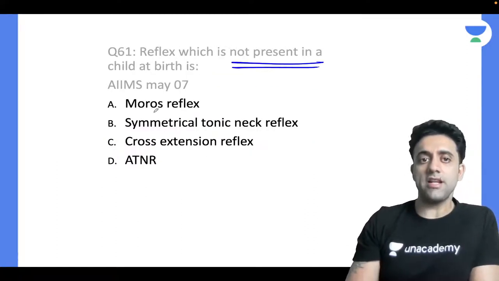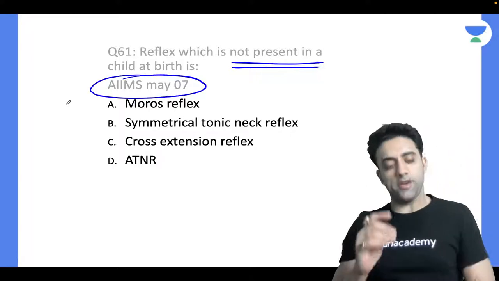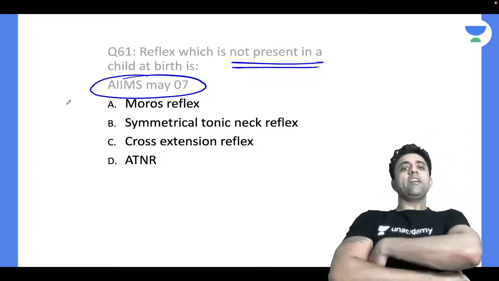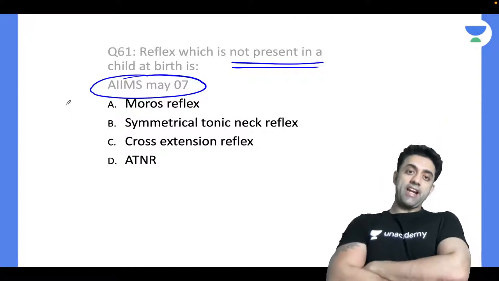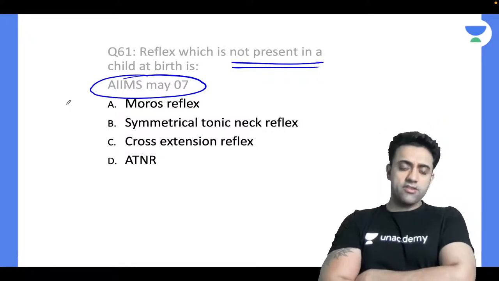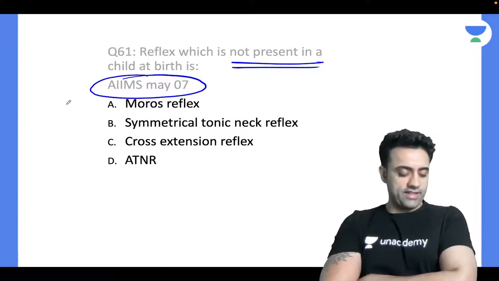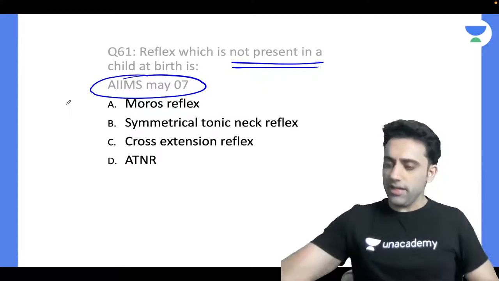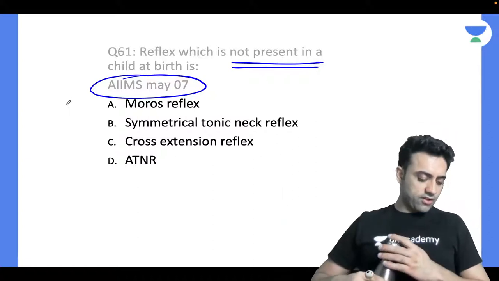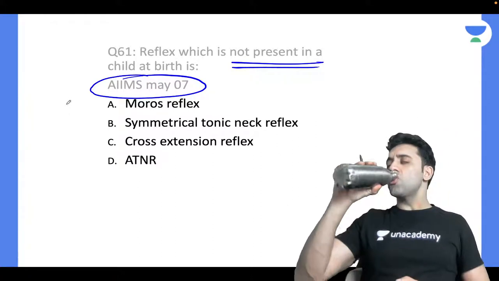Reflex which is not present at birth. AIIMS May 2007 question. Reflex which is not present in a child at birth. What do you think? Cross extension reflex, ATNR, Moro reflex, symmetric tonic neck reflex. A, B, C, D? What do you think?